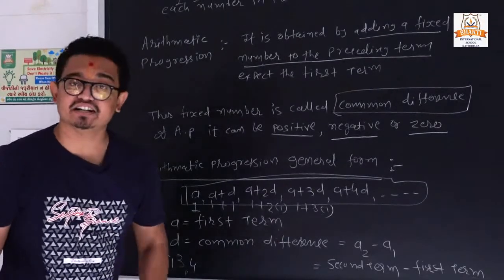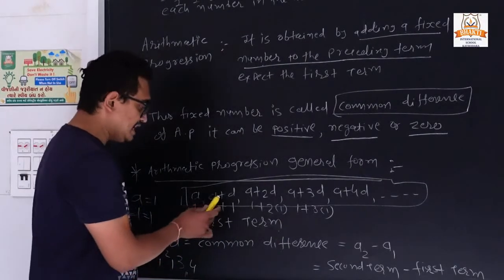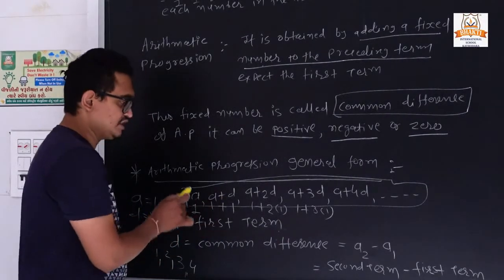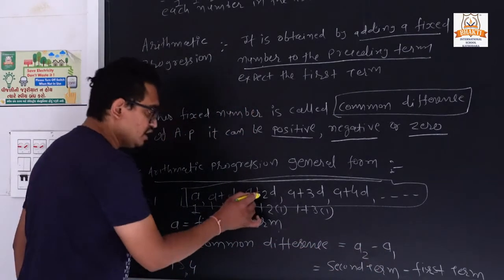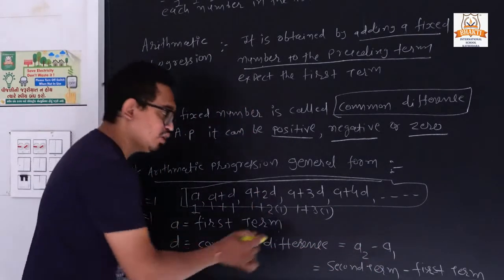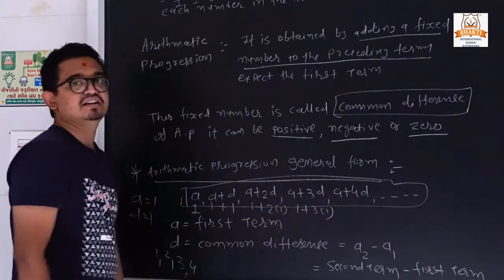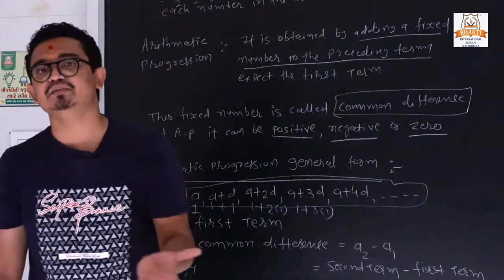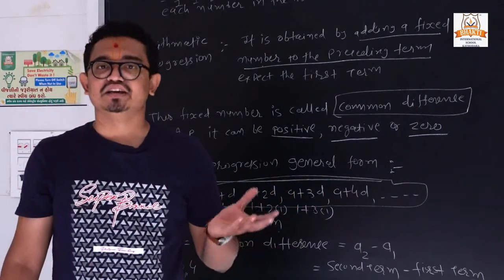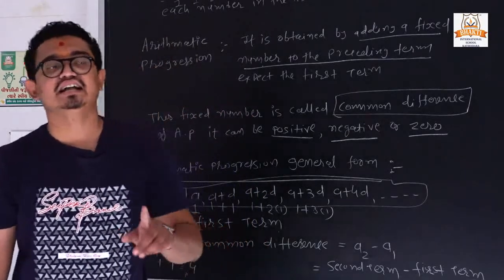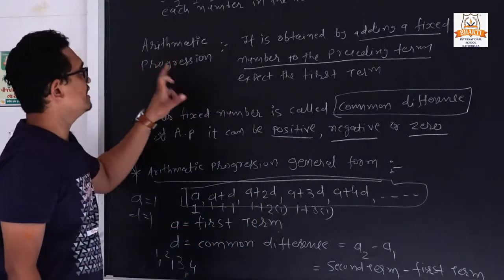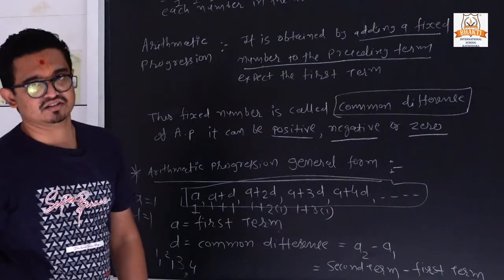And how can we find the common difference? By subtracting the first term from the second term, second term minus first term, or you can also get it from third term minus second term, or from fourth minus third, because every time the difference will remain the same. So if the difference remains the same in all situations, then it is called an arithmetic progression.